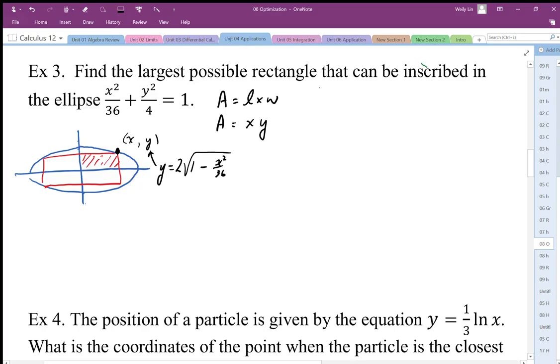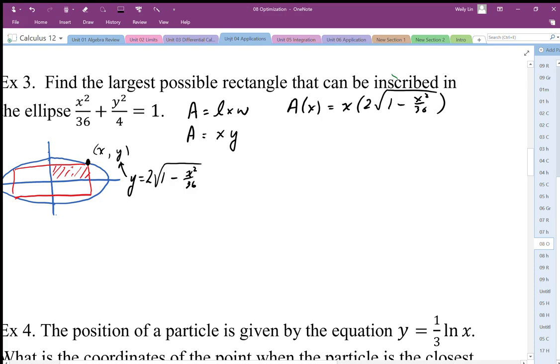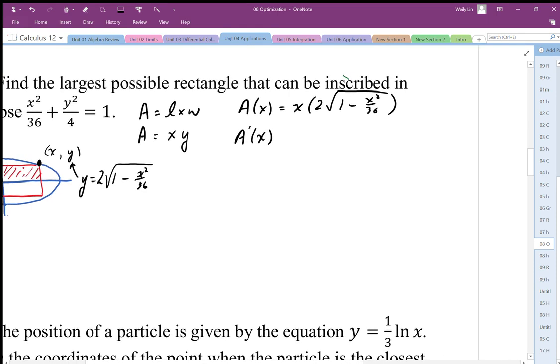So if I rewrite this equation, then I end up with A as a function of x is now equal to x times 2 root 1 minus x squared over 36. Okay, so there's my function that I'm going to then differentiate. I've expressed my equation in terms of x, one variable, by using the other relationship to come up with the other variable. I'm now going to differentiate this to be able to get a derivative which I can solve for equal to 0.